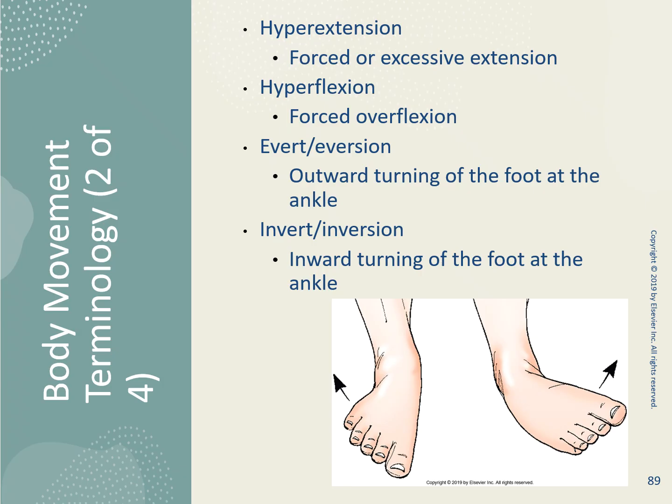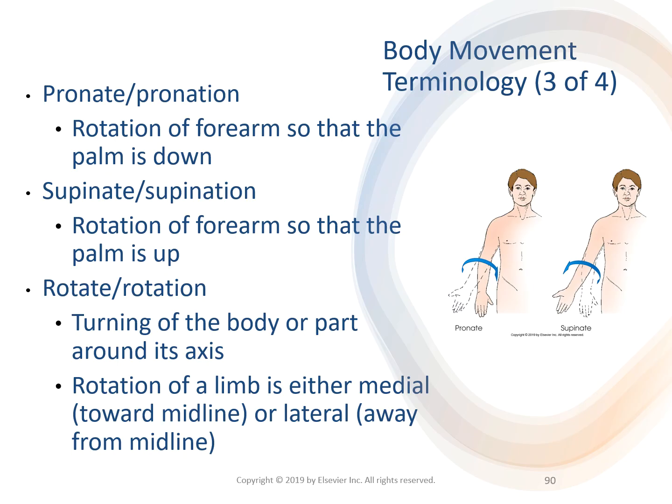Eversion and inversion, that's the rolling of the foot in and out by motions of the ankle and the tarsal bones. Hey, we're almost to the end. Pronation is rolling the forearm inward, so an internal rotation, so that the thumb is now medial and the palm is down. Supination is the opposite motion. Supination gets you into anatomic position. You externally rotate the forearm, the palm is up, and the thumb is lateral.